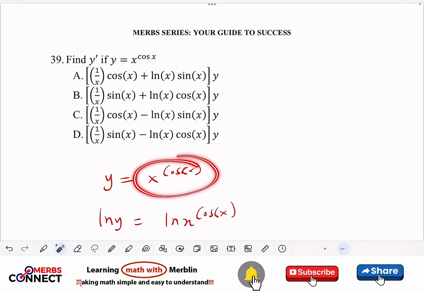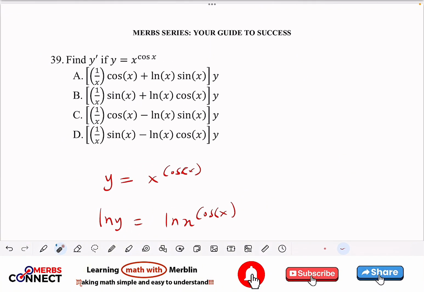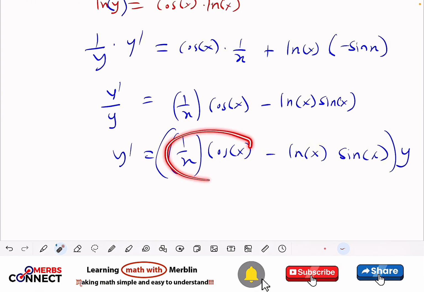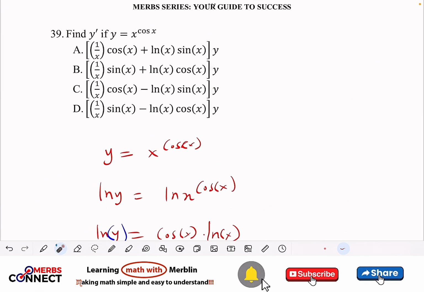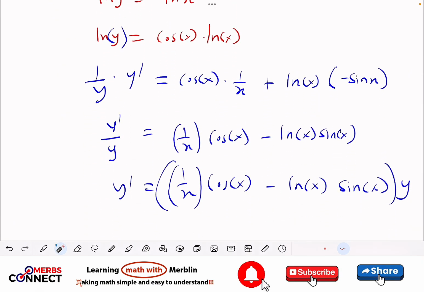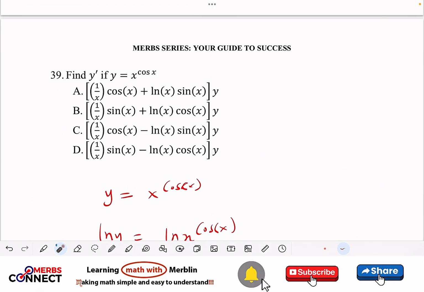y is equal to x to the power cos x, which they didn't simplify. So we have 1 over x cos x. This is cos, this is cos. So b and d are out, and this is minus, and it's here. So this one is c.